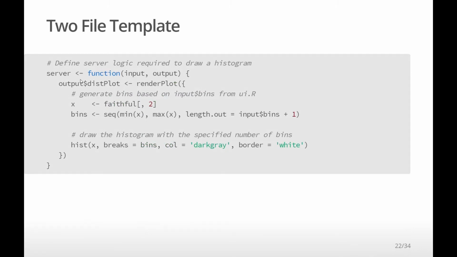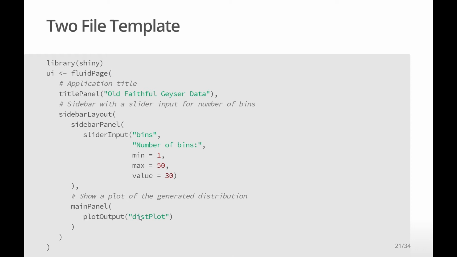Here's your server file. So this is using a slightly different syntax. So you could use either the one I showed you in the previous or this one. So here we're saving a server object, a function of input and output. And within here, we're putting the code that creates the plot. So we're creating an output object, distplot, that, notice here, we are calling in our plot output in the UI.